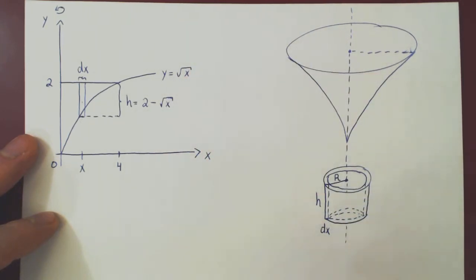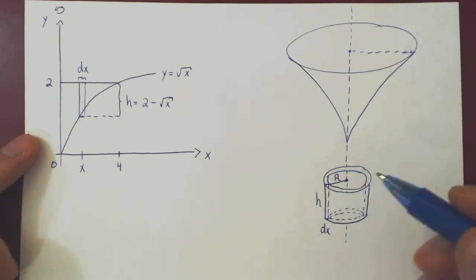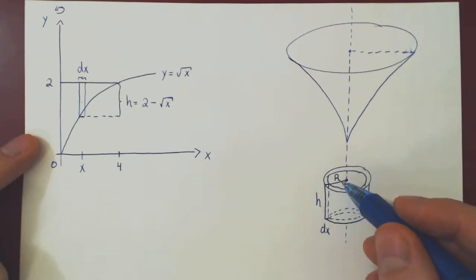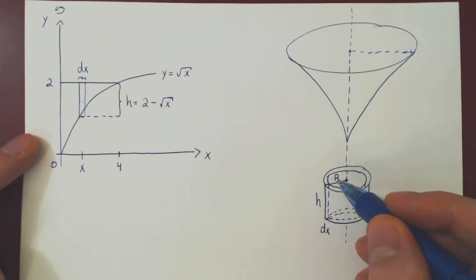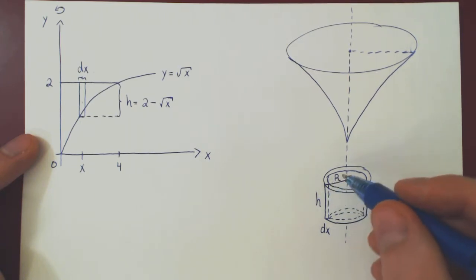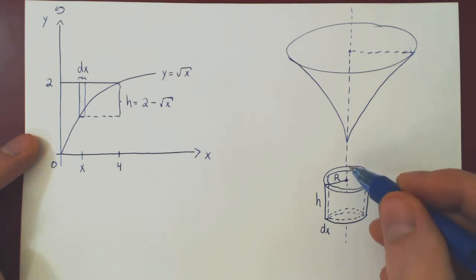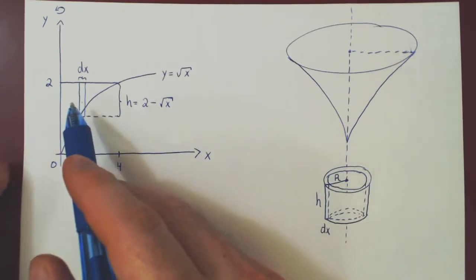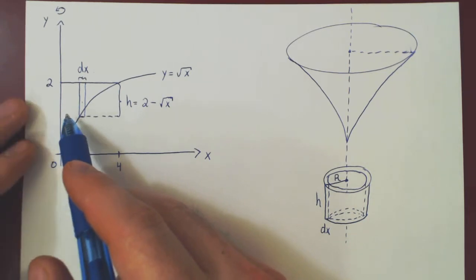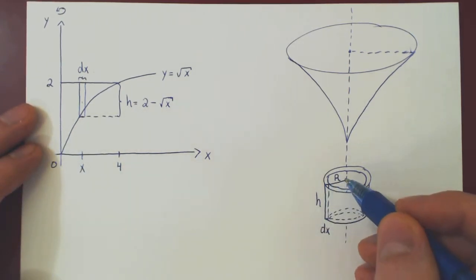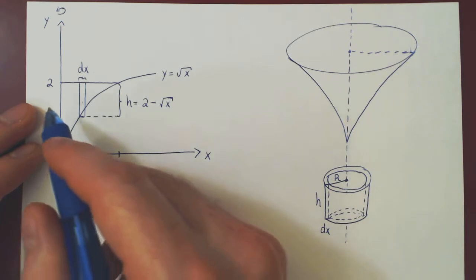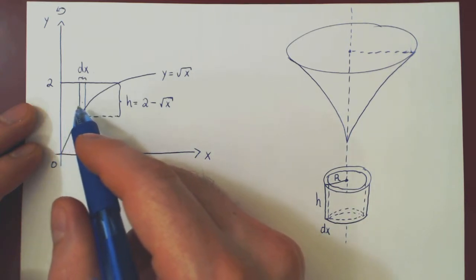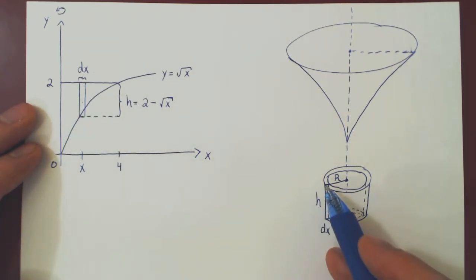Now we're missing the radius of the cylindrical shell. We can see that r is the distance from the center of the shell to the rectangle, but the center of the shell corresponds to the axis of revolution. So if we go back to the picture in the xy plane, we must find the length of the segment connecting the axis of revolution, in our case the y-axis, to the rectangle.